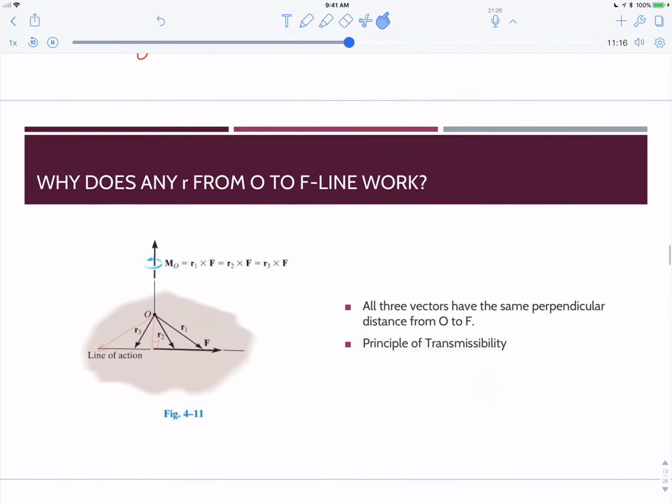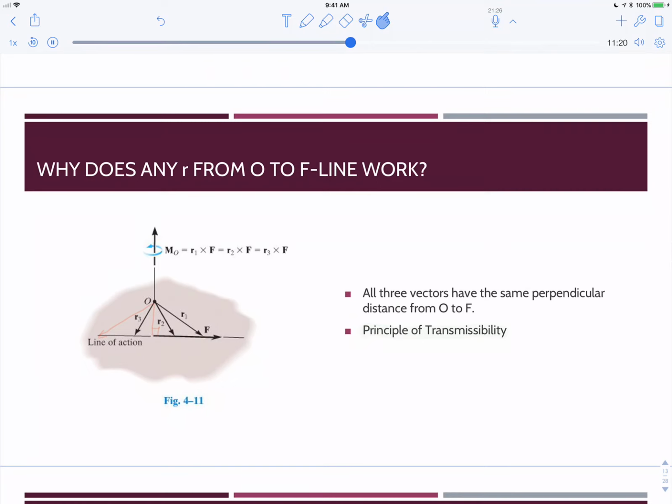Why does this work? Why can you pick any distance? The reason you can do that, remember the magnitude of the moment is the perpendicular distance from the force to the point. All these vectors, as long as they start at O and end at the F line, they have the same perpendicular component. They have the same height away from that line F.